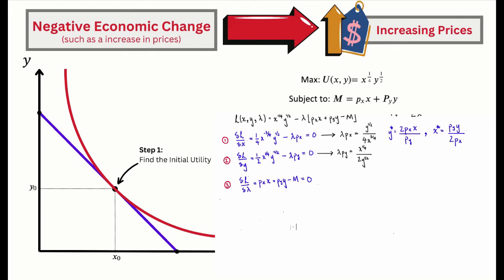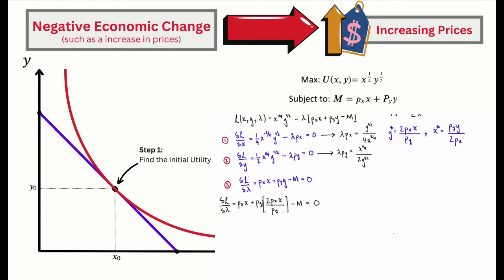So we can find Toni's demand for each of these products in terms of only her income and the price of that product by substituting each of the above demand equations into our first order condition number 3. Let's start with substituting this y value for the y in first order condition number 3. We have delta L over delta lambda equal to the price of x times x plus the price of y times, instead of y, 2 times the price of x times x divided by the price of y. We also subtract the income, and that has to be equal to 0.